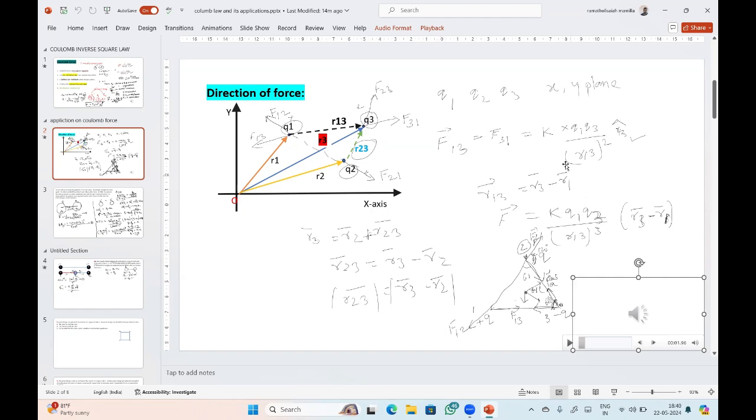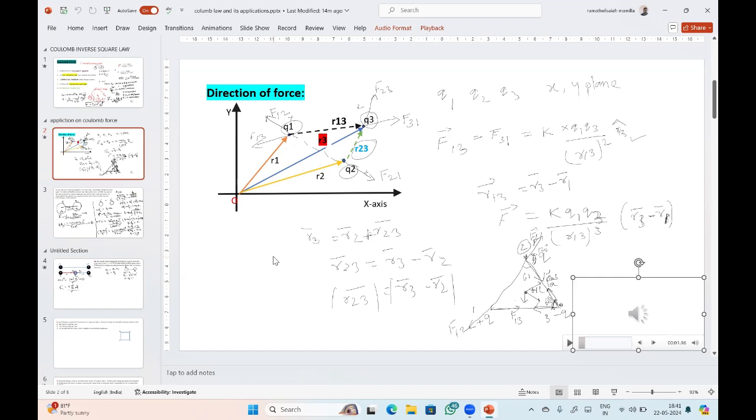So that we can substitute directly in the magnitude formula, Q1 Q2 by R square. Otherwise, in vector notation like this, Q1 Q3, because here it is Q2 Q3. So 1 and 3 means R13 is the distance. Similarly, we will follow 2 and 3, and write it like this. So this is the calculation of the direction of the force. Direction of the force means in what direction the force is acting, and how much it is: 9 into 10 to the power of 9 Q1 Q2 by R square.